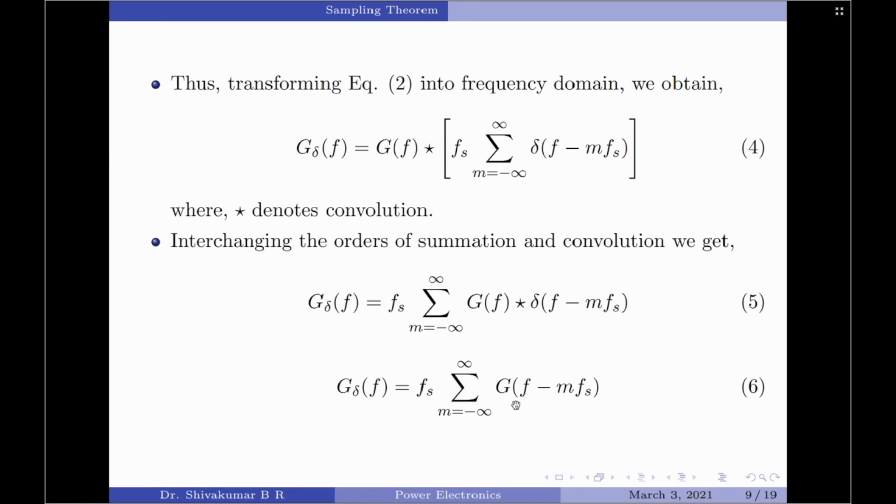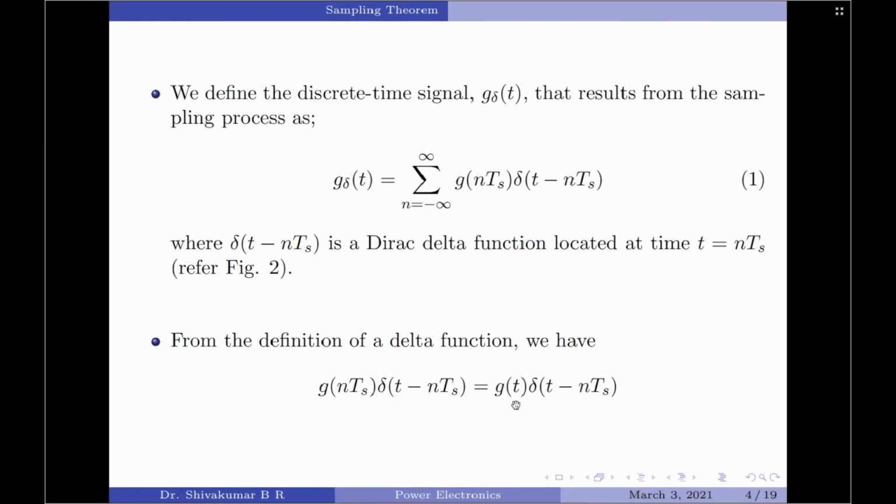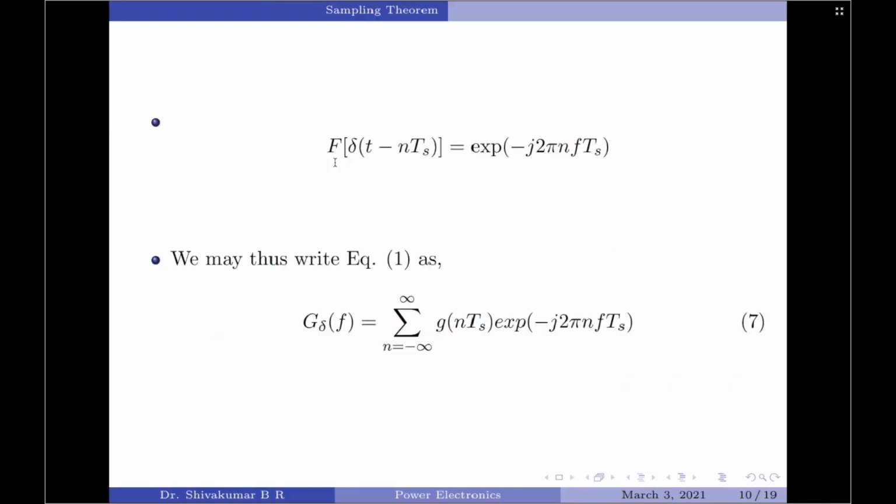Now, let us go back and look at the equation once again. We can obtain another useful expression for the Fourier transform of G delta of f by taking the Fourier transform on both sides of equation 1 and noting that the Fourier transform of the delta function, which is delta of t minus nTs, is given by exponential of minus j 2 pi n f Ts.